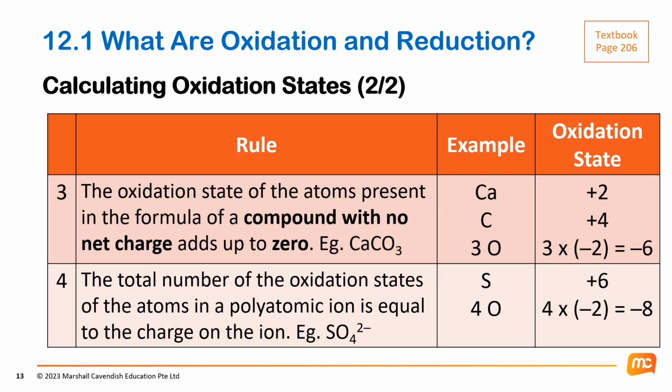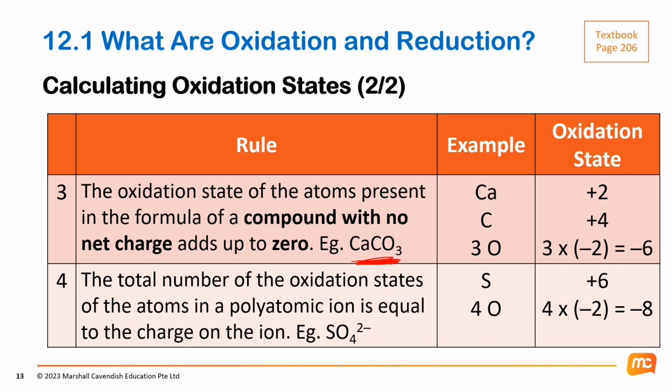Now for the third rule, it looks at what if you have a compound, right? So in a compound, if the compound has no net charge, that means you look at this thing like CaCO3, right, as a formula, right? That means there is no charge outside, just neutral. Then all the oxidation states inside must add up to 0. That means that everything that you calculate must add up to 0 because the compound has no net charge. Now, how does this work? Before we go on further, I just want to highlight maybe just 2 more rules that I need you to help me to add in.